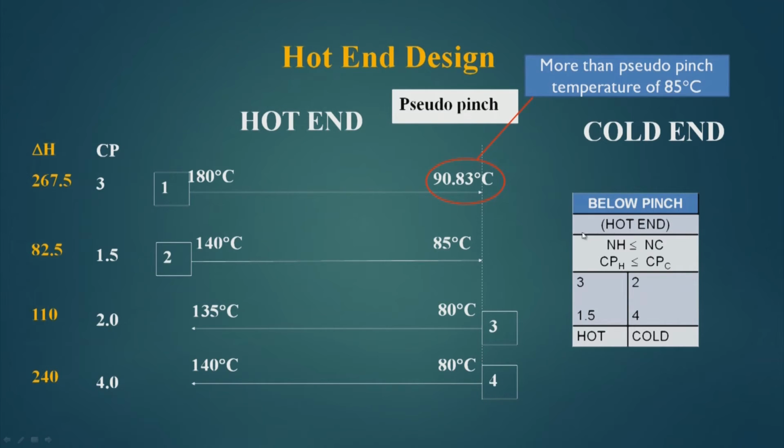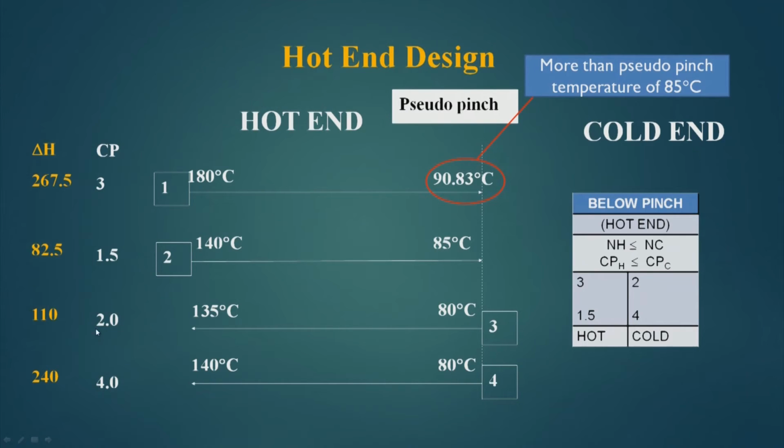So, the hot end rules and regulations are here. That means, NH should be less than or equal to NC. This rule is satisfied as NH is equal to NC here. Now, the other rule is CPH should be less than or equal to CPC. So, while putting a match, we will see this rule is taken care of.